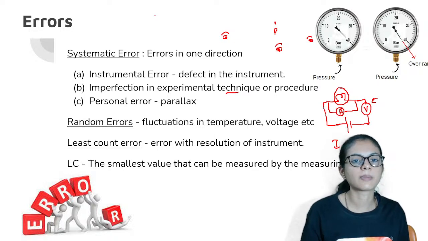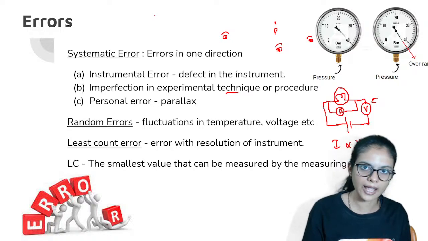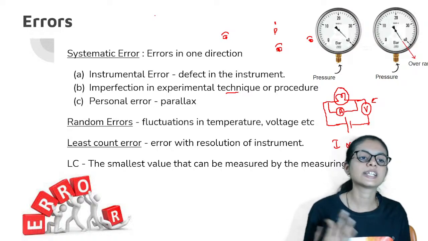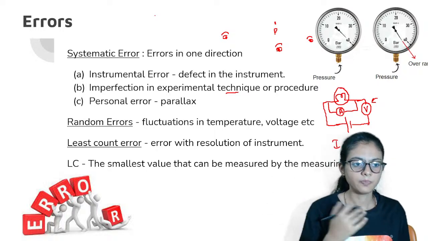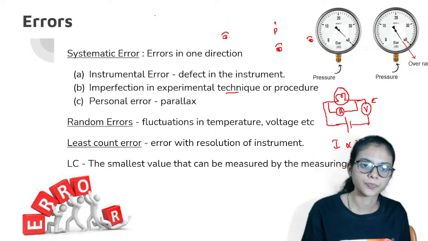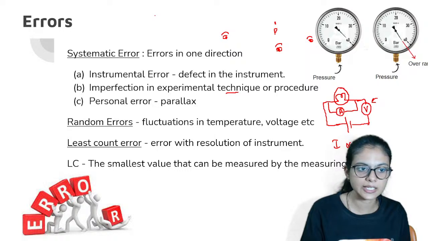Okay. So that's about personal error. Next, moving to the least count error. Before knowing what least count error is, let's understand what least count is. The smallest value that can be measured by an instrument is called the least count.